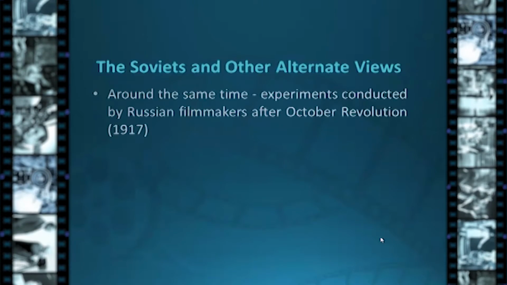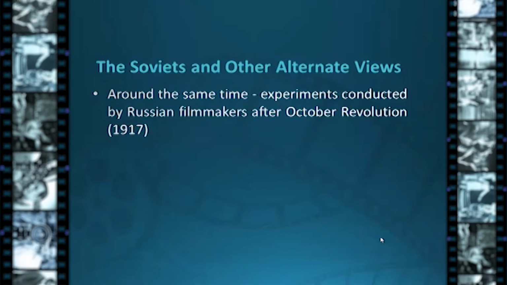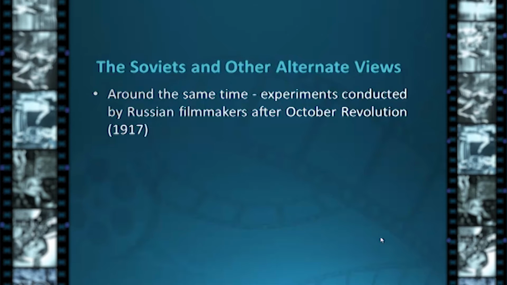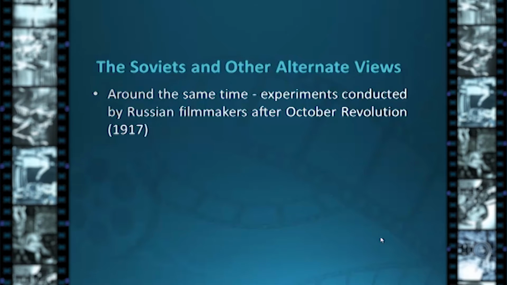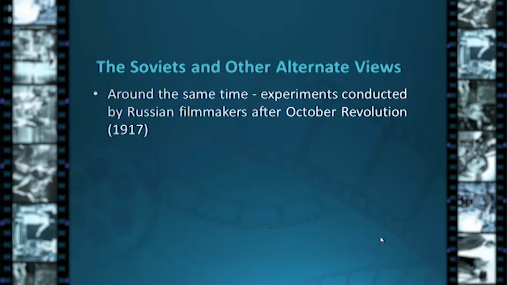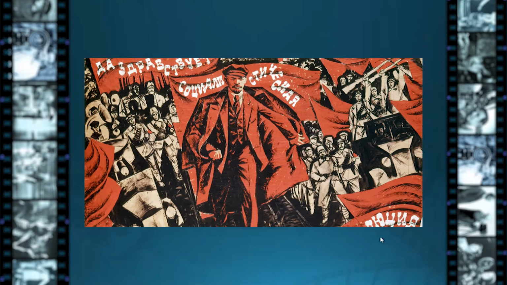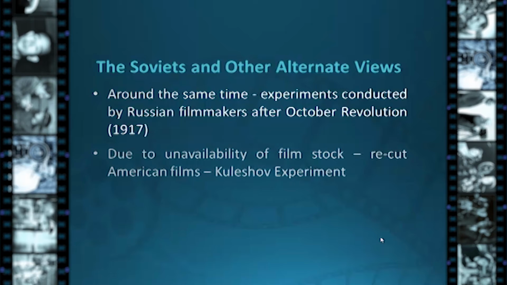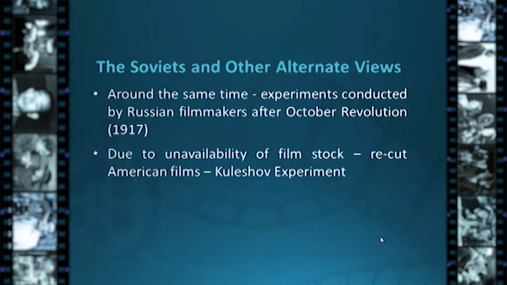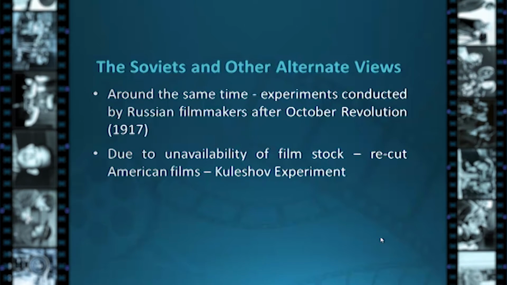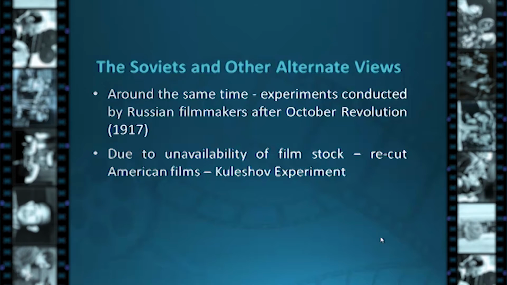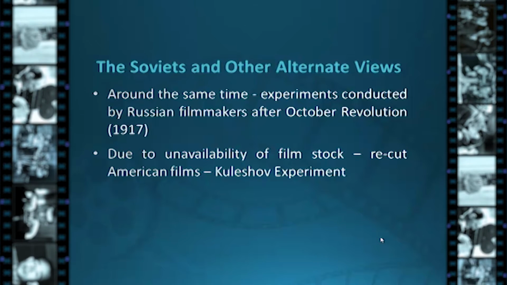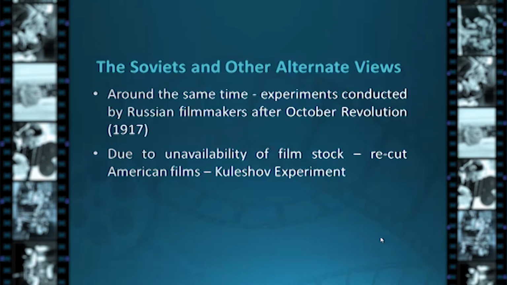Around the same time as the Americans were doing their experimentations and had developed their editing style, a lot of experiments were also being conducted by Russian filmmakers, after the October Revolution of 1917. There was not a lot of film stock available to shoot new material. So the Russian filmmakers started recutting existing material, specifically American films, and did experiments with it.